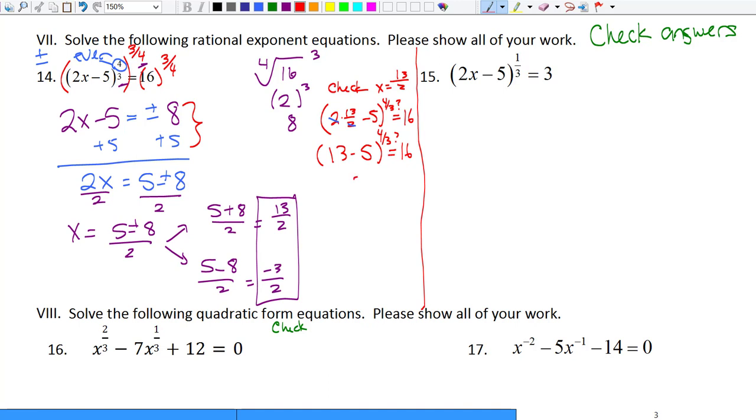So 13 minus 5 is 8. As long as 8 to the 4/3 truly equals 16, then I'm good to go. That's the cube root of 8, which is 2, and 2 to the 4th does equal 16. It works. So 13 halves works.